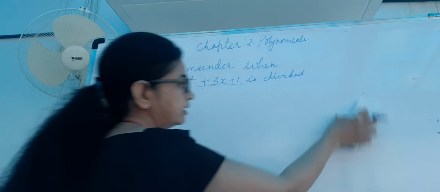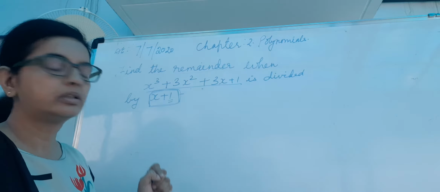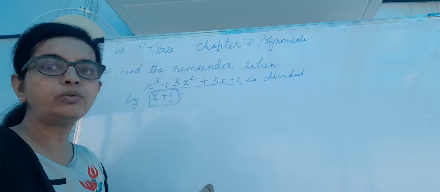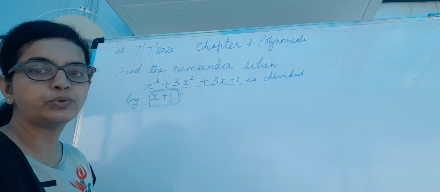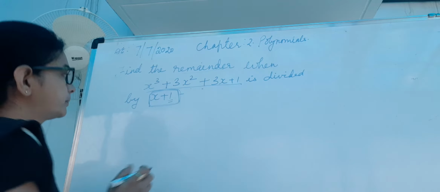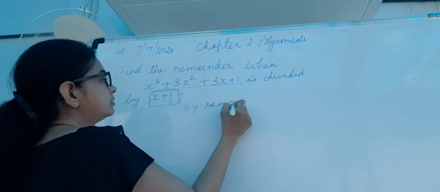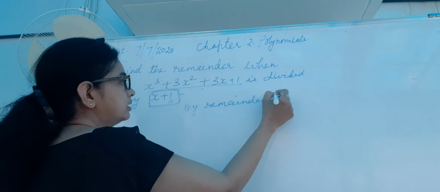This sum will have only 3 steps. It took a little bit many steps to explain this remainder theorem to you. But when you are solving the sums, you don't need so many steps. You just write by remainder theorem.